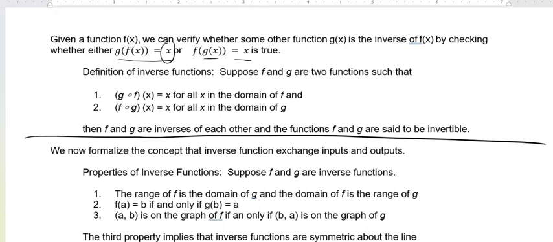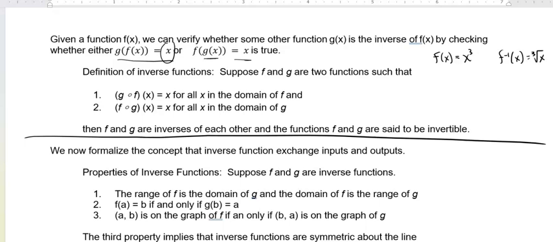So let's do an easy one. What do you think undoes cubing a function? Well, how about the inverse would be the cube root?